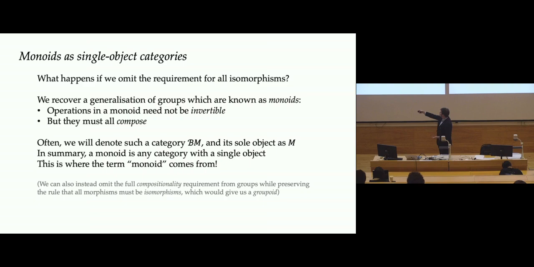And by the way, if you were wondering why these things are called monoids, this is the reason why. Monoid has one object, right? This is the reason why monoids have the name that they have.